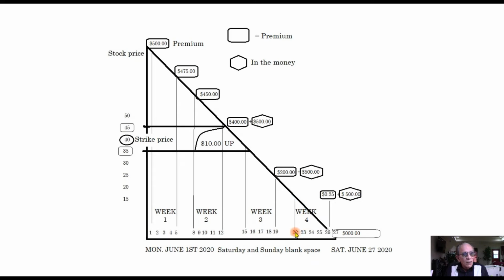So here we are, here with the 22nd, the price still not moving. We still don't go nowhere, okay? So what happened is that by the end of the week, on the 26th, the option premium only got 25 cents left and $500 in the money, $500.